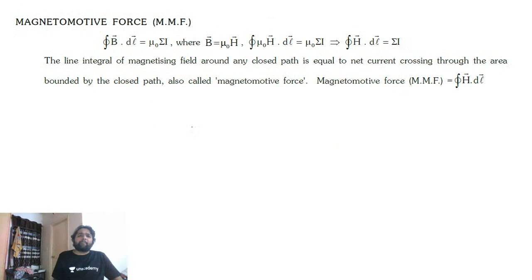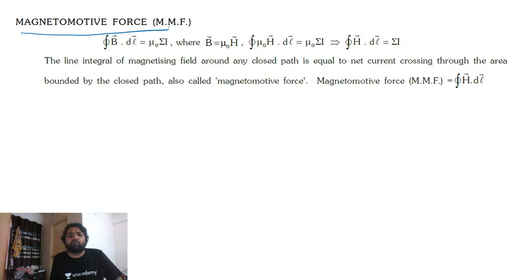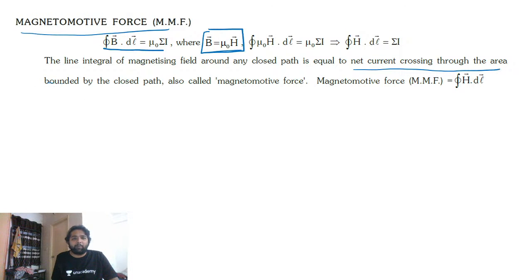So this is magnetomotive force. What is magnetomotive force? Magnetomotive force is defined as the integral of this, the whole value being the line integral of the magnetic field, right? So B we can write as mu naught into H, which is nothing but mu naught into the summation of current. The line integral of the magnetic field around any closed path is equal to the net current passing through the area bounded by the closed path. This is only called the magnetomotive force.